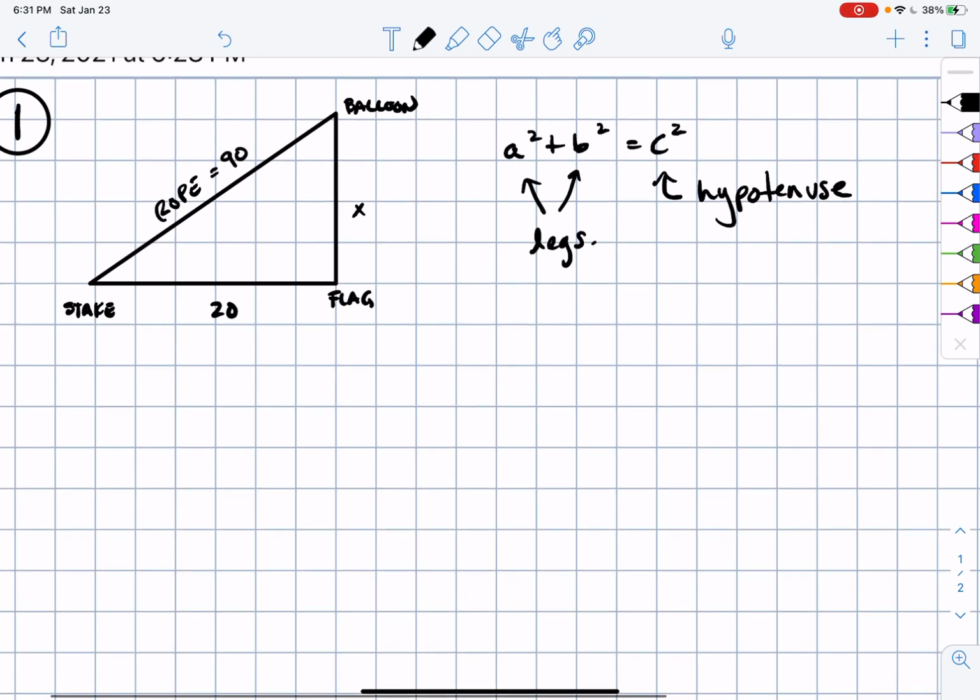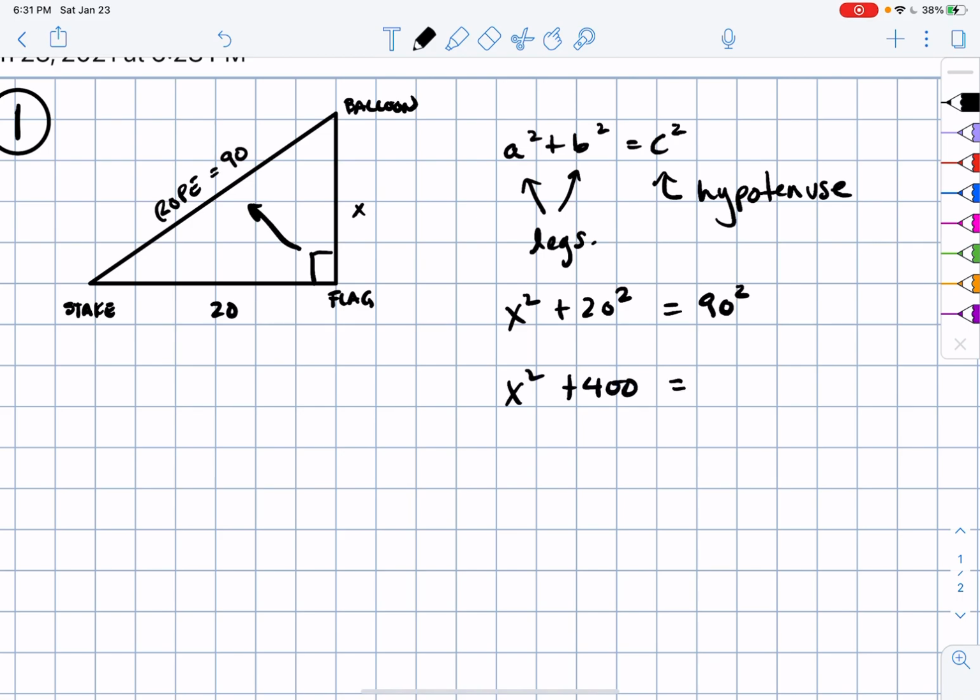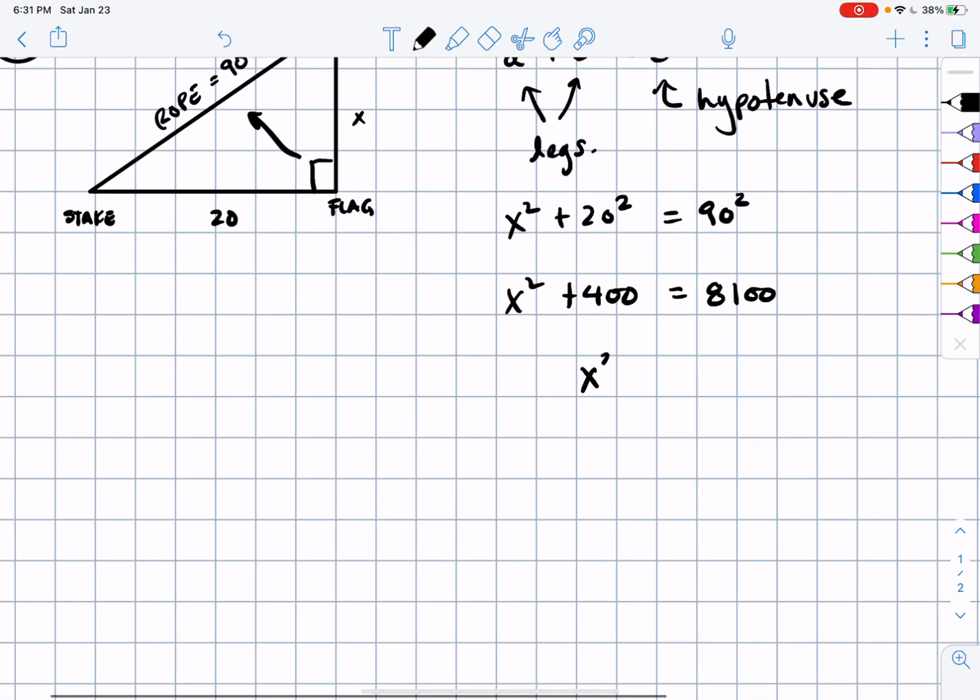The hypotenuse is the largest side, which is typically opposite the largest angle, which is going to be your right angle. So it's always on the opposite side of that. So your c is going to be 90. So I'm going to have x squared plus 20 squared is equal to 90 squared. That means x squared plus 400 is equal to 8100. So x squared is going to equal 7700.